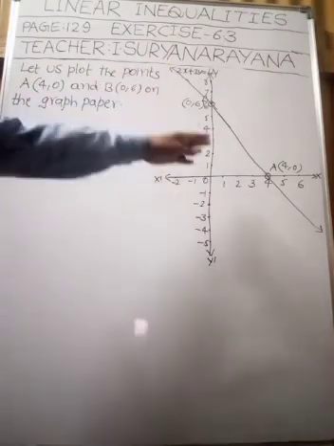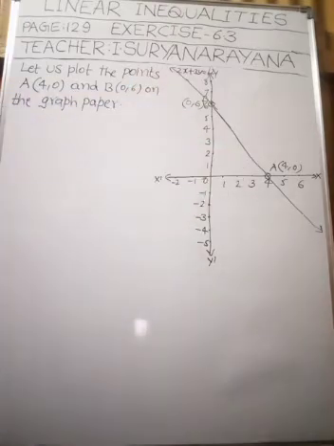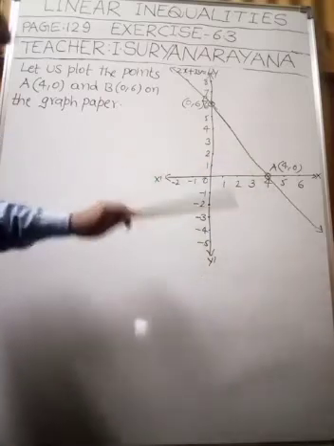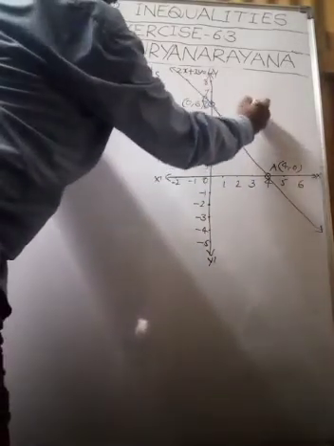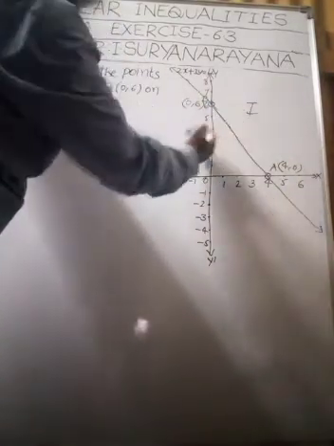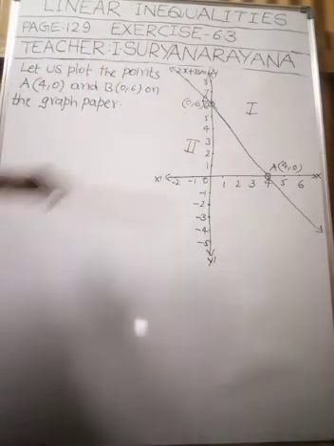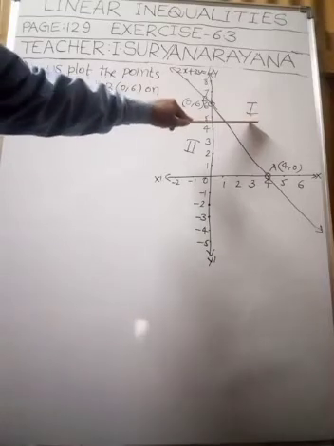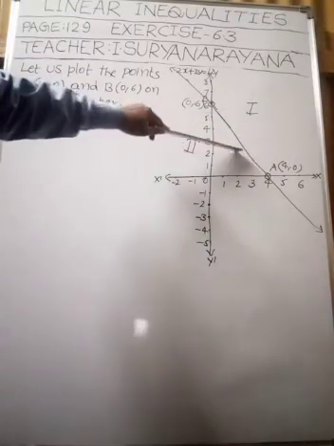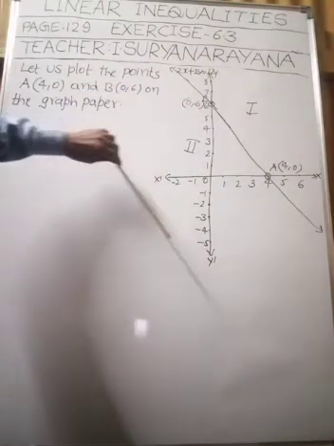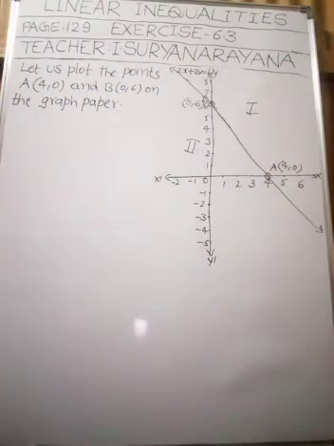Now this line, if you observe, is dividing this Cartesian plane into 2 half planes. The right side of this line is one half plane and the left side of this line is the second half plane. Don't be confused here, my children. This does not denote the first quadrant or second quadrant, it is a half plane. Okay, my children. This is the first half plane and this is the second half plane, the downside. Understood this point, my children? Now the question arises, which half plane should be shaded?